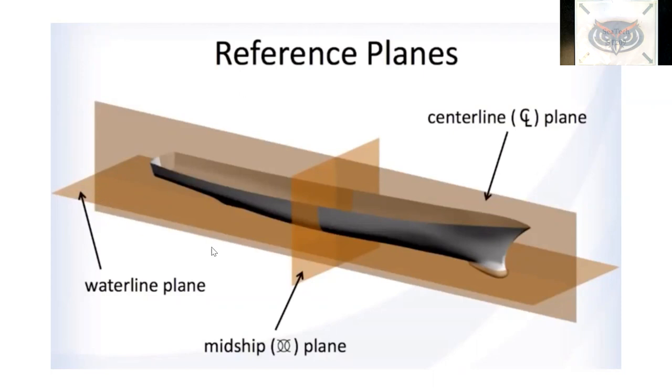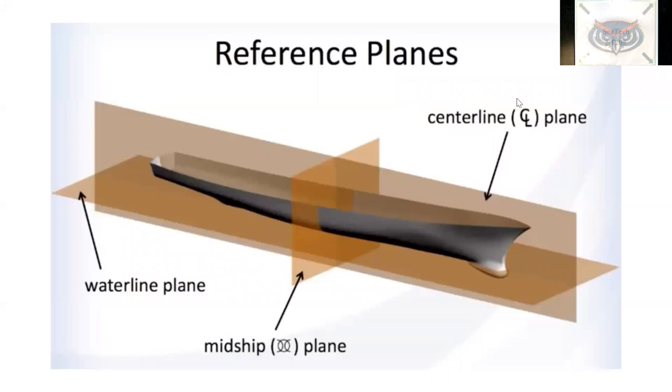The waterline plane is not fixed. It keeps changing with how much you load the ship, what kind of water you're operating in. So the waterline plane keeps going up or down during normal operation. All right.